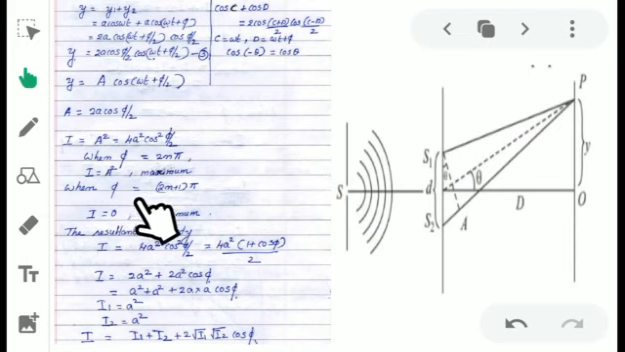When phi is equal to (2n plus 1) into pi, at that time I is equal to 0. This is the minimum intensity, that is the dark point.